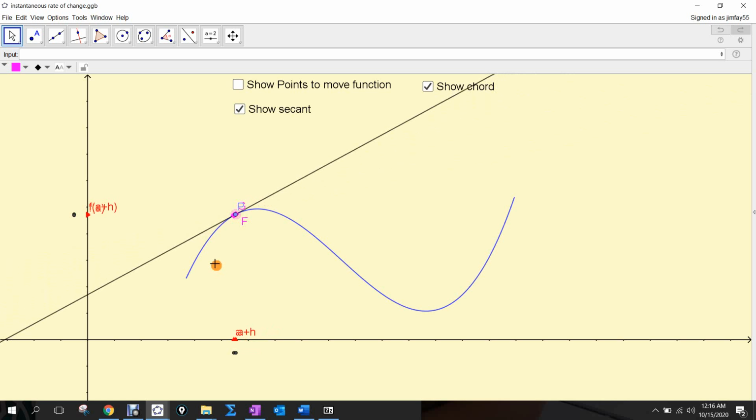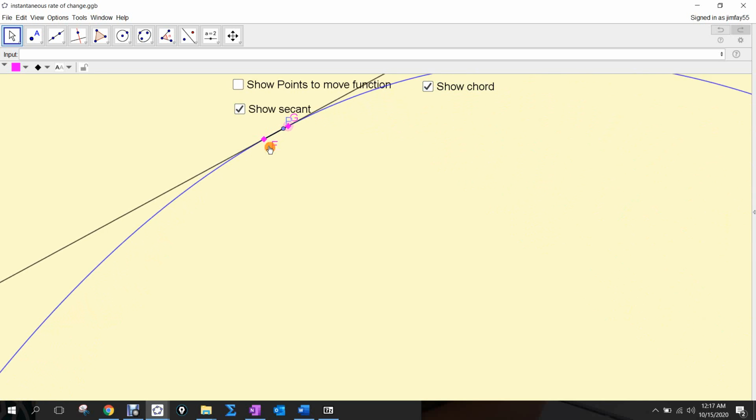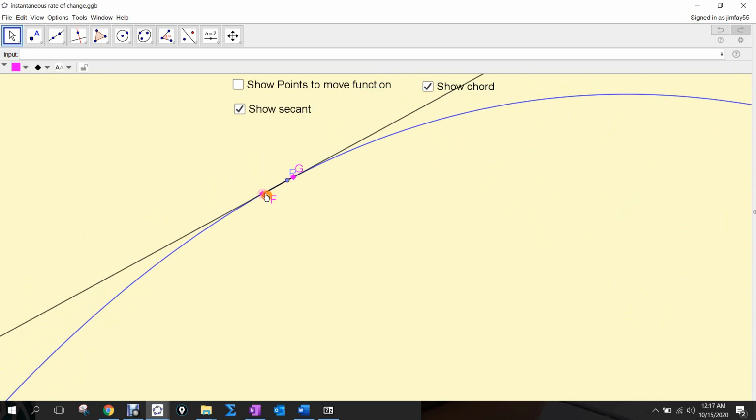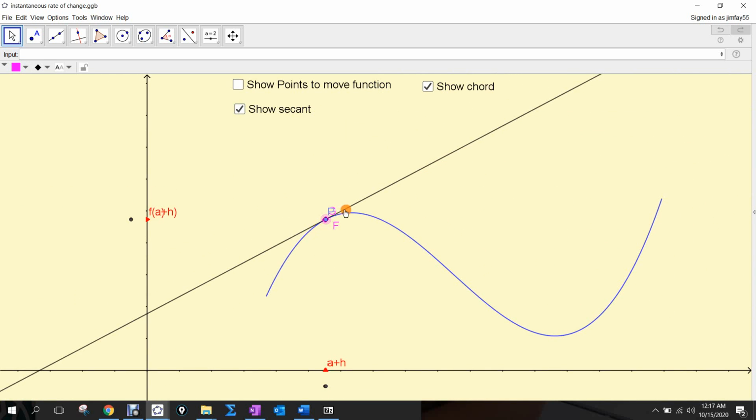So what that does, if I can get the distance between F and G to be so small, is that we get our secant line to actually become a tangent line. And then the slope of that tangent line is what the slope is of the curve at that point P.